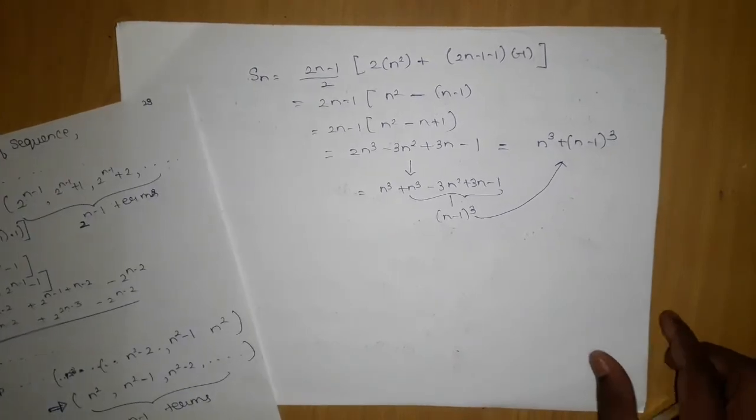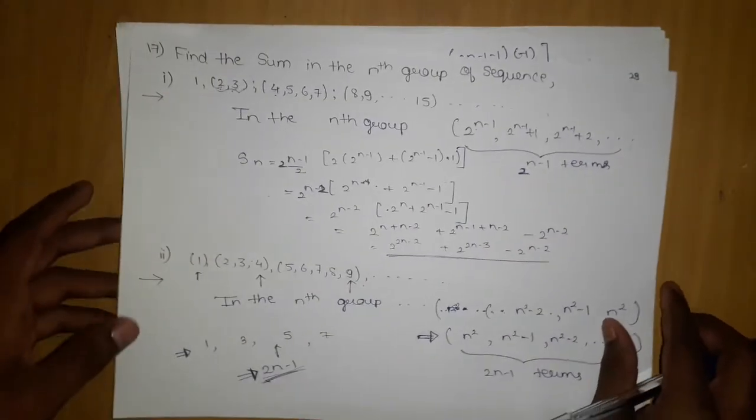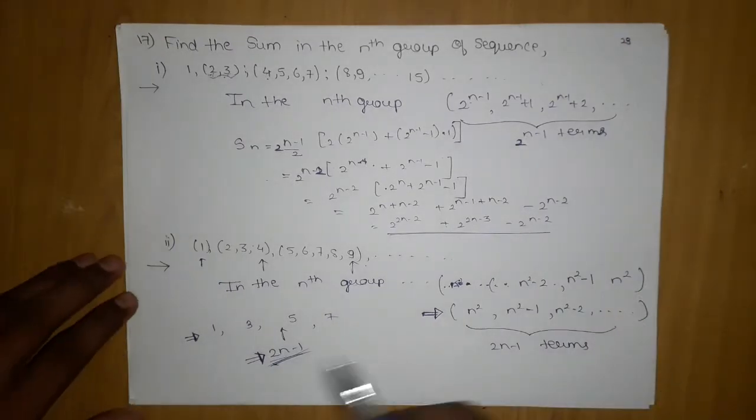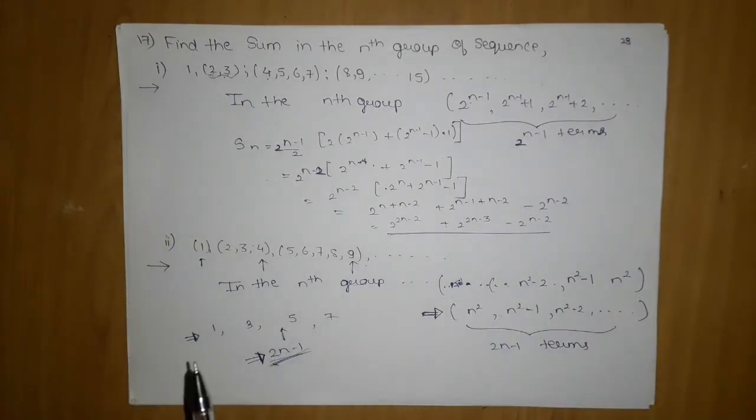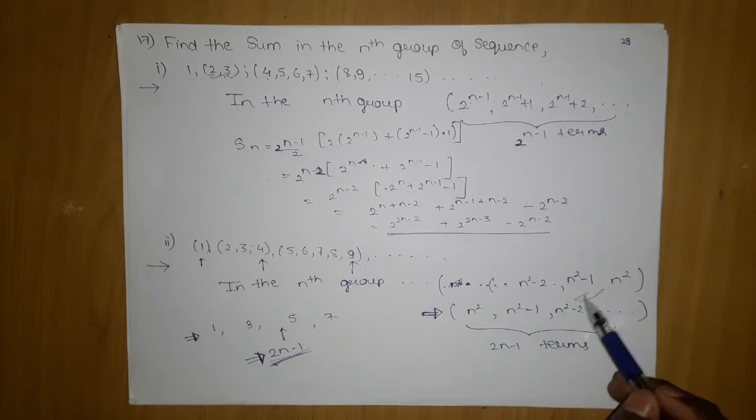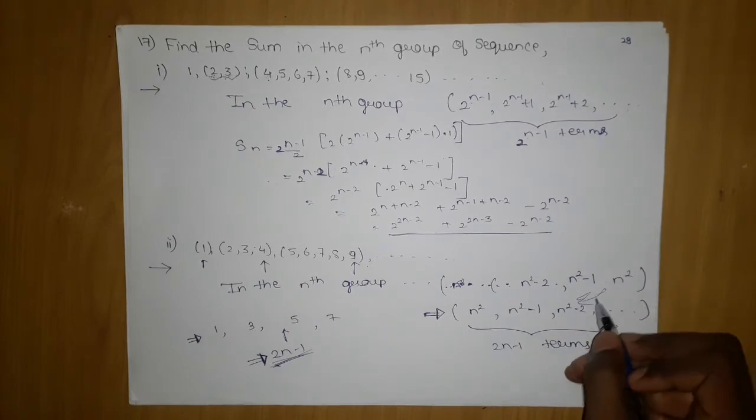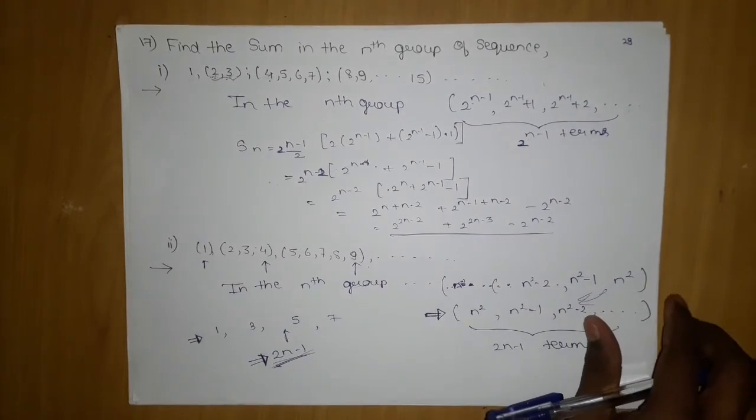So this was question number 17, which had 2 subparts, which was finding the sum of the nth group of the sequence. But in this type of question you should know how to get the terms by either checking the first or the last term. You can even arrange the group; that is no issue, if you don't know the first term. So this was question number 17. Now let's move on to the next question.